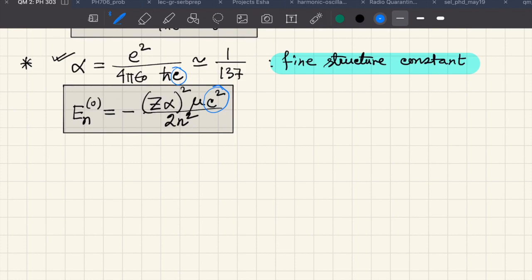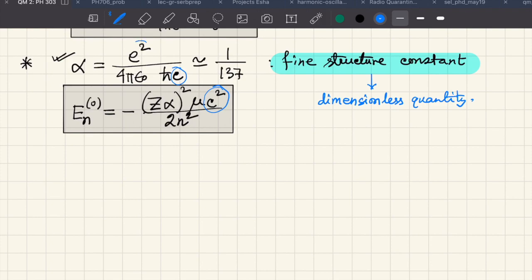Now the reason for writing this in this manner is that the quantity alpha is a dimensionless quantity. If you look at it, it is a dimensionless quantity. Alpha, the way we have defined, you can check, is a dimensionless quantity. And as I said, it's called the fine structure constant, and it should be thought of as the way to characterize the strength of the electromagnetic force.